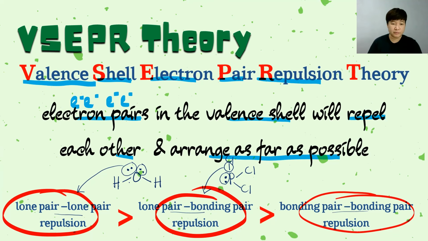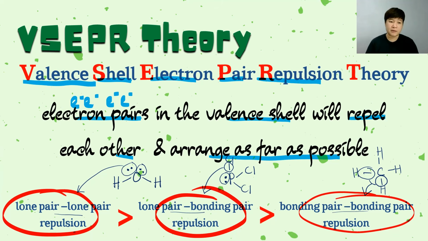So for lone pair repulsion, you need to have a minimum of two lone pairs in your molecule. For lone pair bonding pair repulsion, you need to have at least one lone pair on your central atom and then you have a bonding pair. Last but not least, bonding pair repulsion means in your molecule, you only have bonding pairs, you don't have any lone pair. For example, you have your CH4 over here. In your CH4, there is no lone pair on the carbon, you only have bonding pairs in the structure. So you have your bonding pair repulsion.